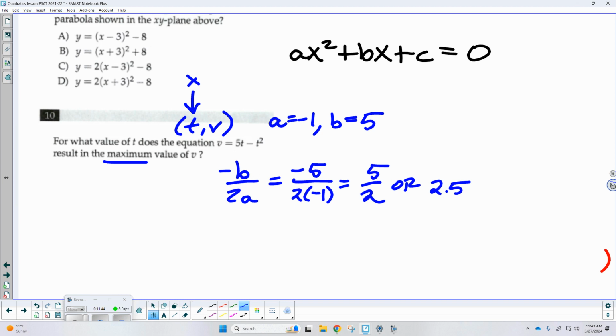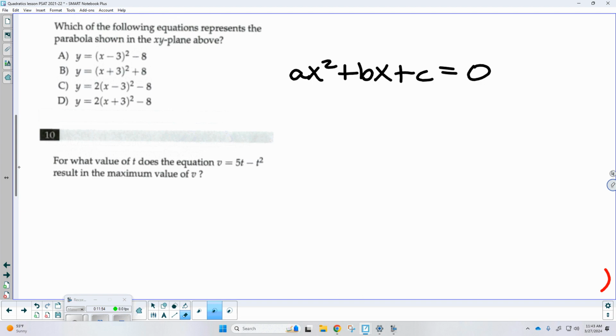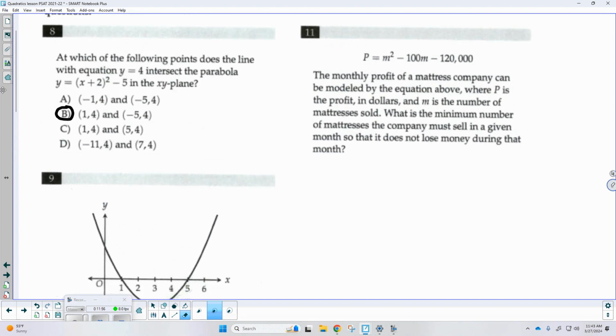No? All right, what's 11? 11. Okay, P equals M squared minus 100M minus 120,000. So the monthly profit of a mattress company can be modeled by the equation above, where P is the profit in dollars and M is the number of mattresses sold. What is the minimum number of mattresses the company must sell in a given month so that it does not lose money during that month?